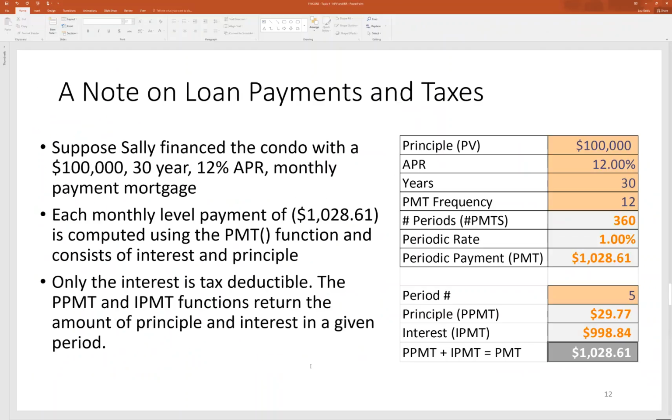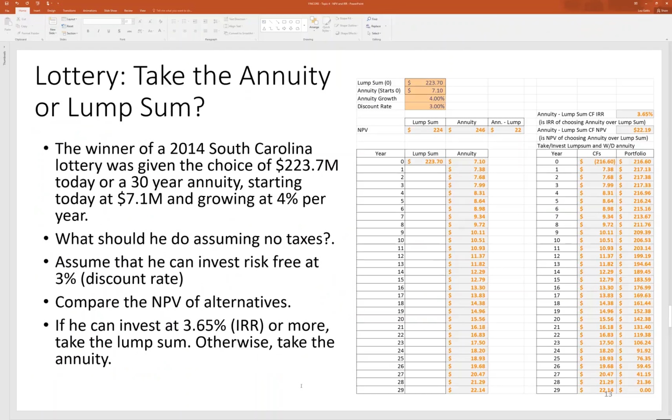Let's do another thing with NPV and IRR. Not a real common one, but let's say you won the lottery. And in 2014, a South Carolina lottery winner was given a choice of a lump sum of $223.7 million today, or a 30-year annuity starting today at $7.1 million, and the annuity will grow at 4% per year. So the question is, what should he do? Let's assume that he can invest risk-free at 3%. That's going to be our discount rate to compare these projects.